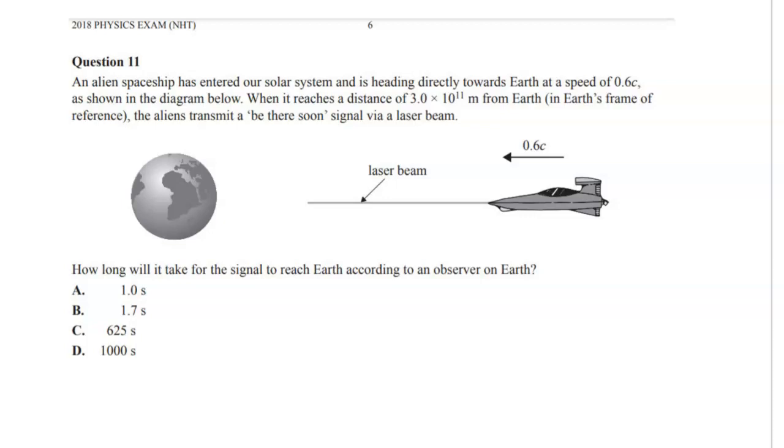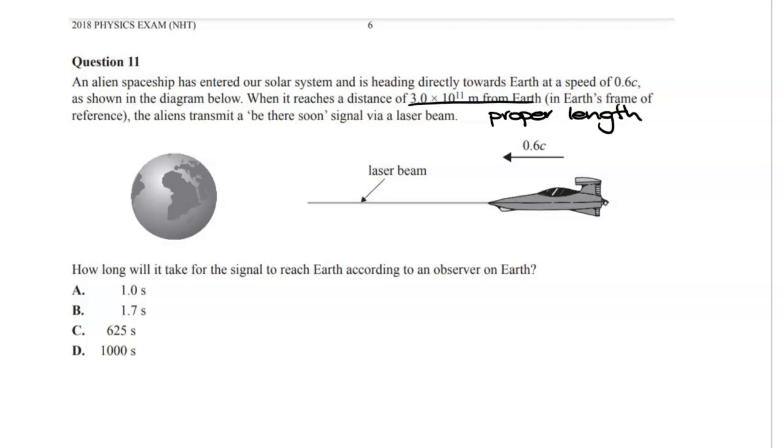An alien spaceship has entered our solar system and is headed towards the Earth at a speed of 0.6 c, as shown in the diagram below. When it reaches the distance of 3.0 by 10 to the 11 meters from Earth in the Earth's frame of reference, so that's going to be a proper length then, because the Earth is, in quotation marks, stationary compared to that distance, the aliens transmit a be there soon signal via a laser beam. Very nice. How long will it take the signal to reach Earth according to the observer on Earth?